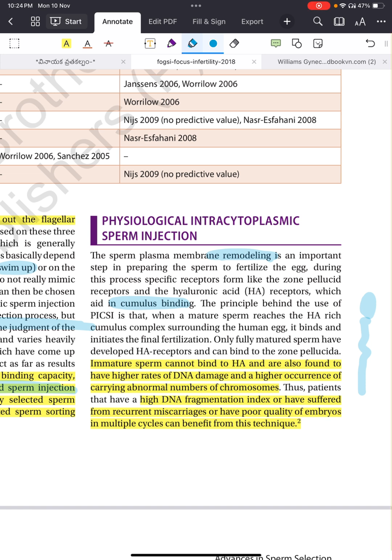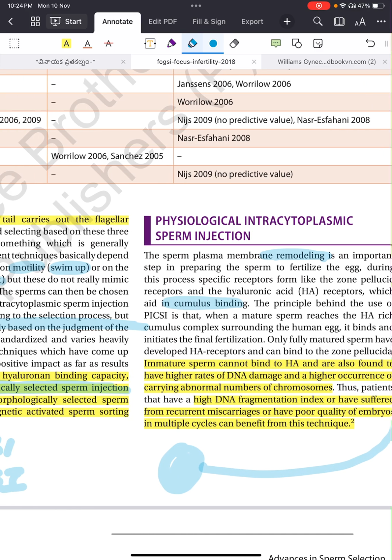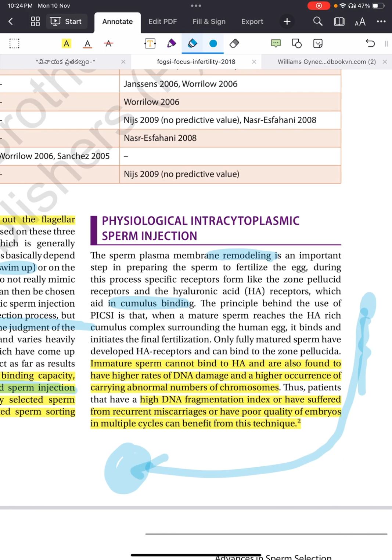So, you understood now? If the egg has a very good amount of hyaluronic acid, then the mature sperm goes and binds to that egg. It all depends upon hyaluronic acid. Only a few mature sperms have developed hyaluronic acid receptors. They go and bind to that hyaluronic acid, so they can then bind to the zona pellucida.